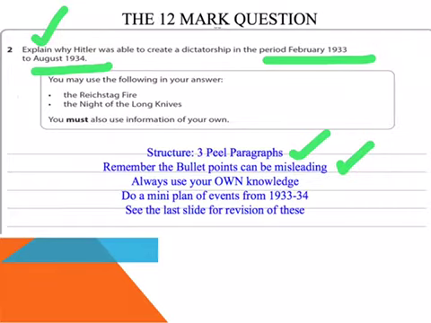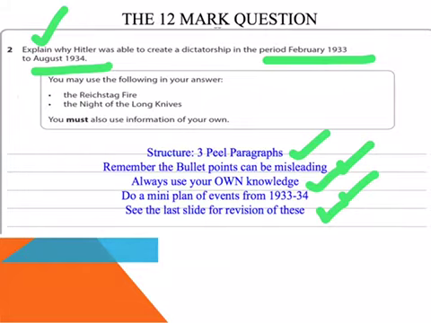For example, here they miss out the Enabling Act, which is crucial for this answer. You must always use your own knowledge. If you don't include your own knowledge, you cannot access the upper levels of the mark scheme. It's helpful also to do a mini plan of the events from 1933 to 34. If you can't remember this, I've included a revision slide at the end of the presentation.